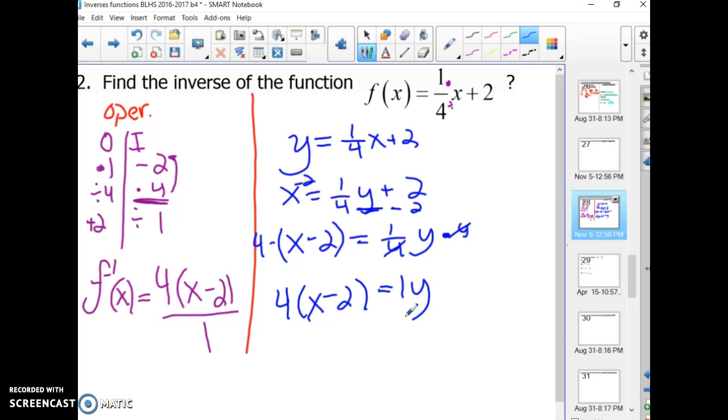I could leave it like that. I could divide it by the 1 if I wanted to. I will end up with the same equation on both sides.